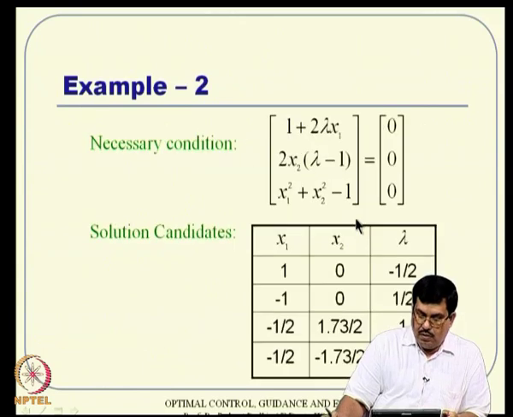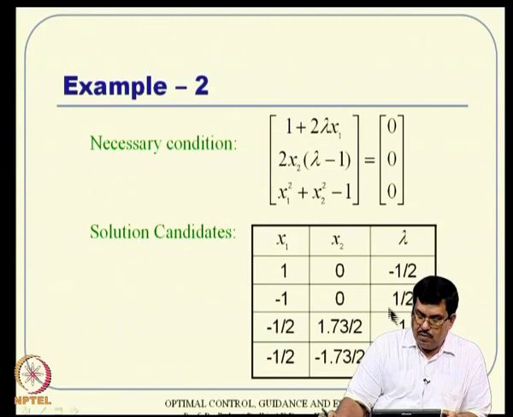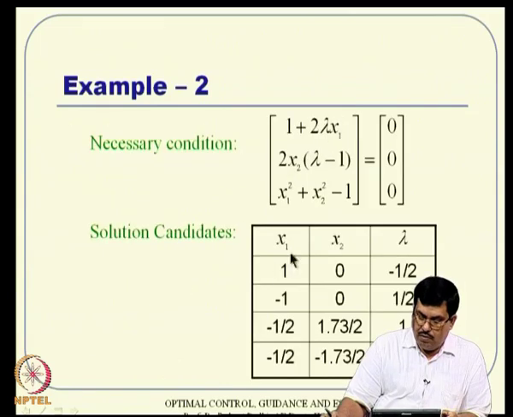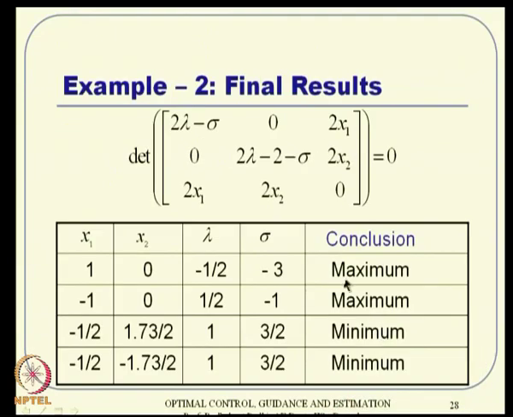All right, and then we had a good example at the end where we took x 1 minus x 2 squared, and the constraint was also a nonlinear equation, and it ended up with multiple cases, and depending on each of the cases we have to analyze this particular equation. In case 1, we got the result that sigma equal to minus 3, and hence that leads to a maximum. So, analyzing all the roots, we concluded that these two lead to a maximum and these two lead to a minimum.